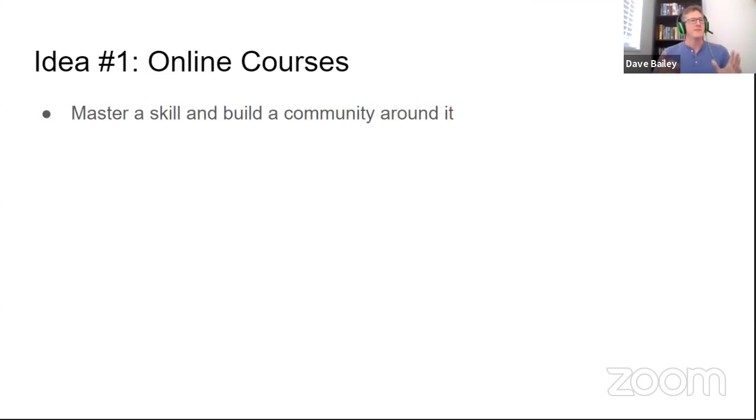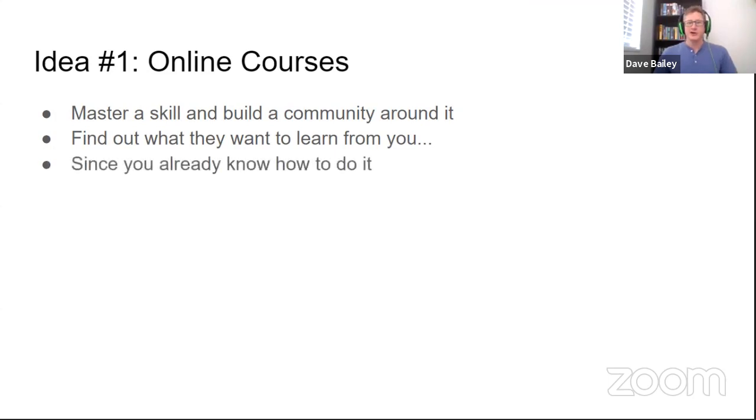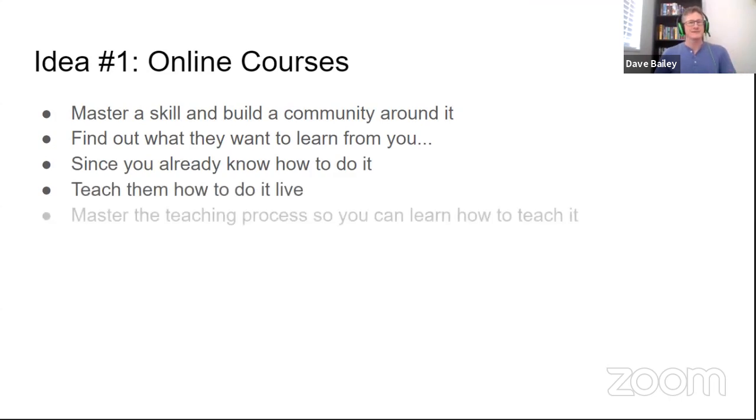Number one, master a skill and build a community around it. Then find out what they want to learn from you. Since you already know how to do it, then you can teach other people how to do it live. This is important because it will allow you to master the teaching process. Okay, so you can learn how to teach it. Just because you know how to do it doesn't mean you necessarily know how to teach it to others.